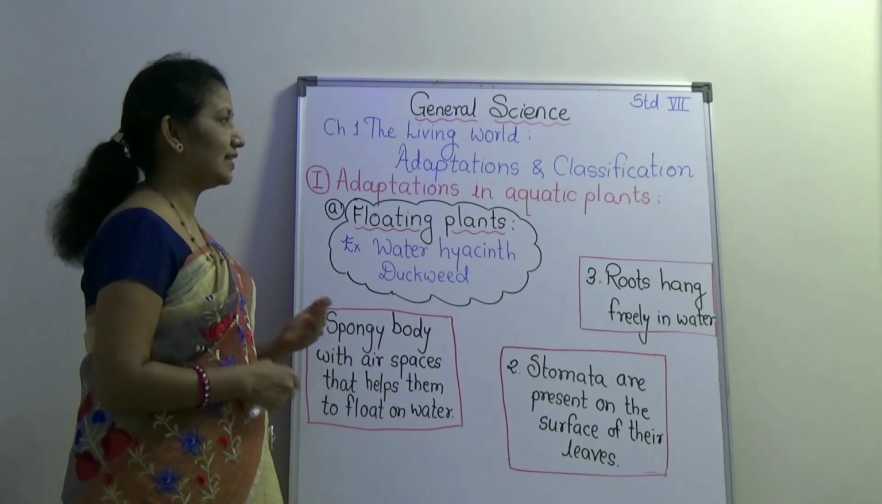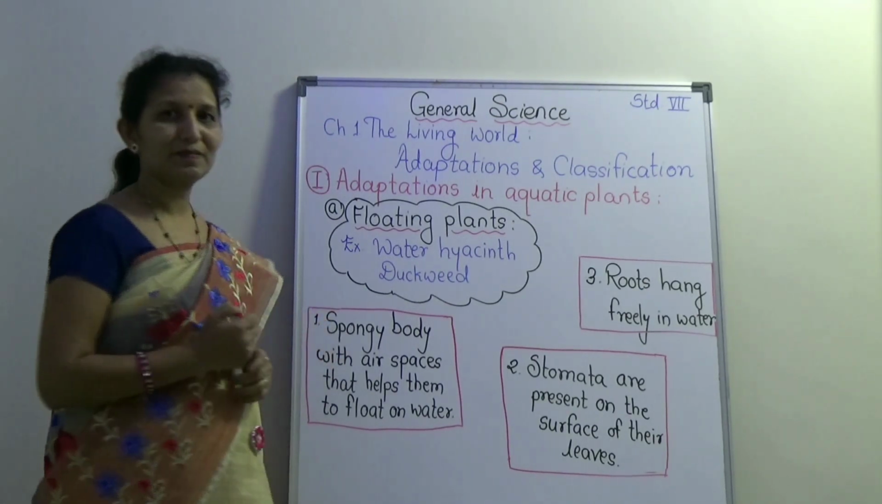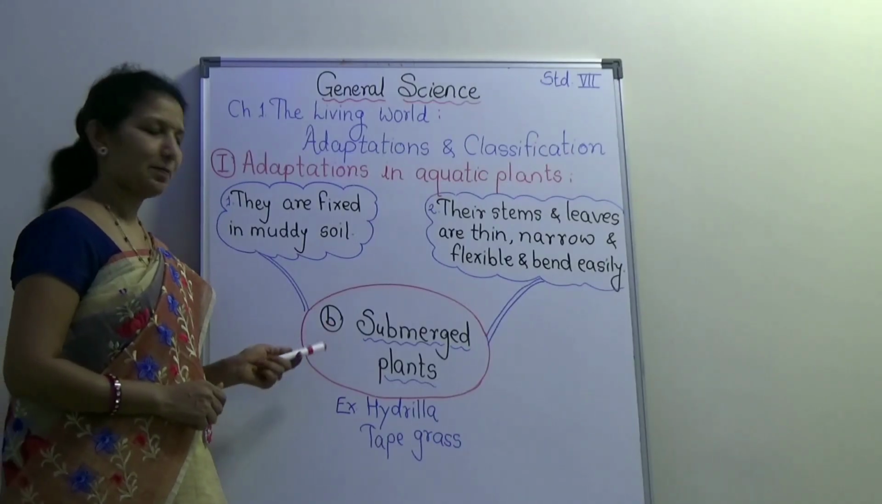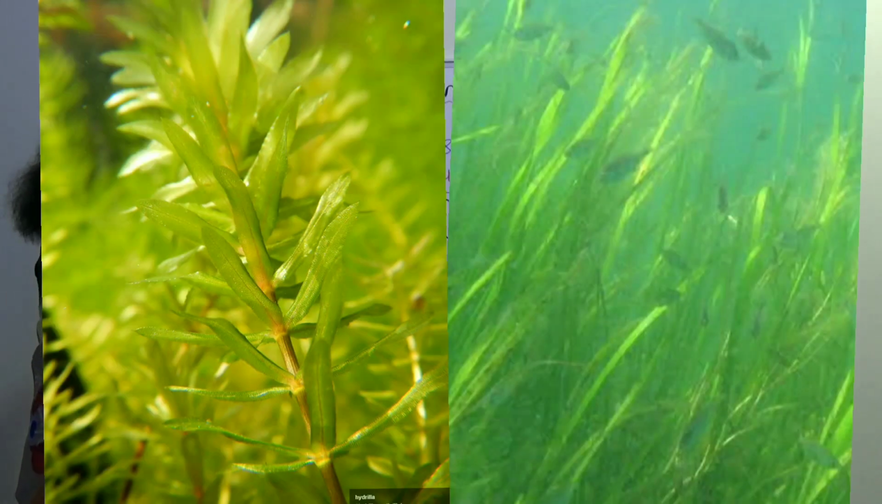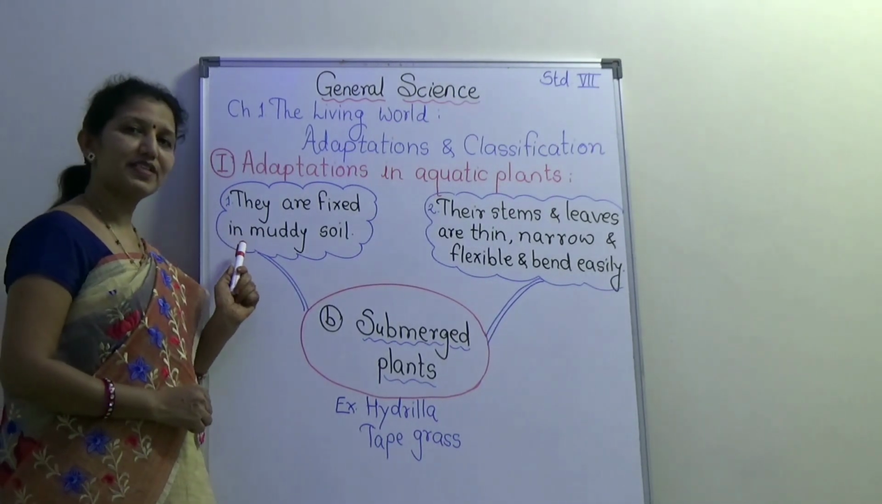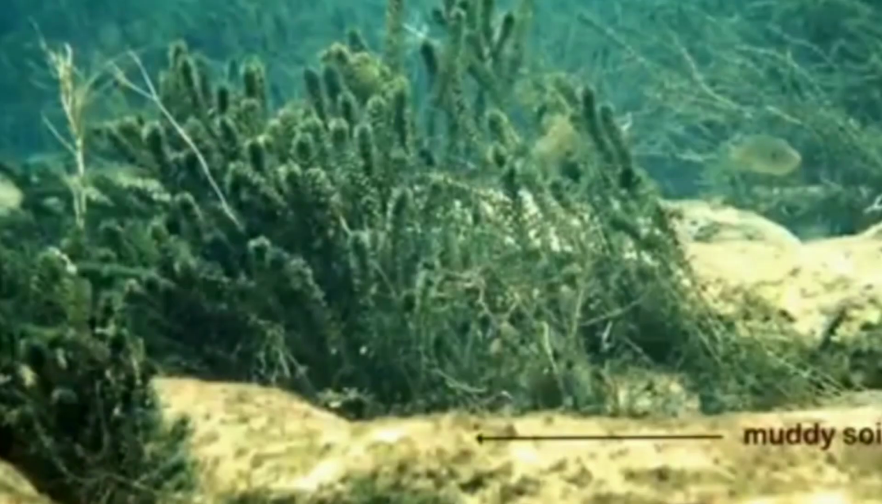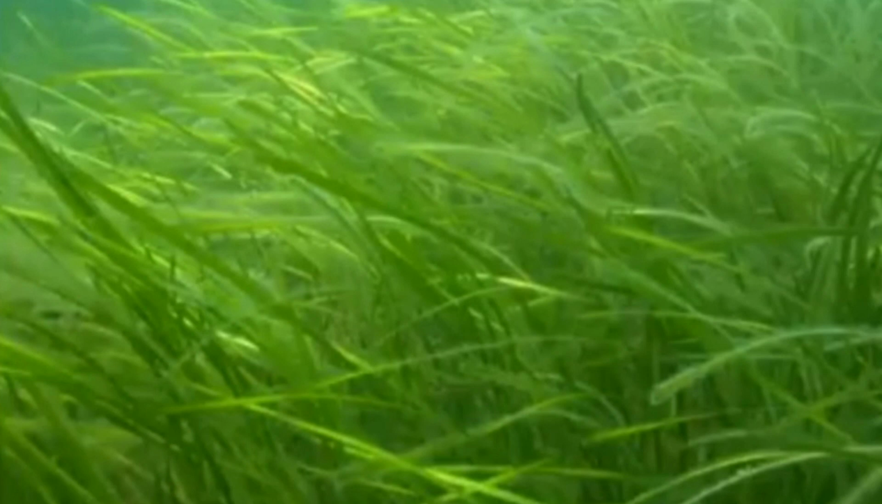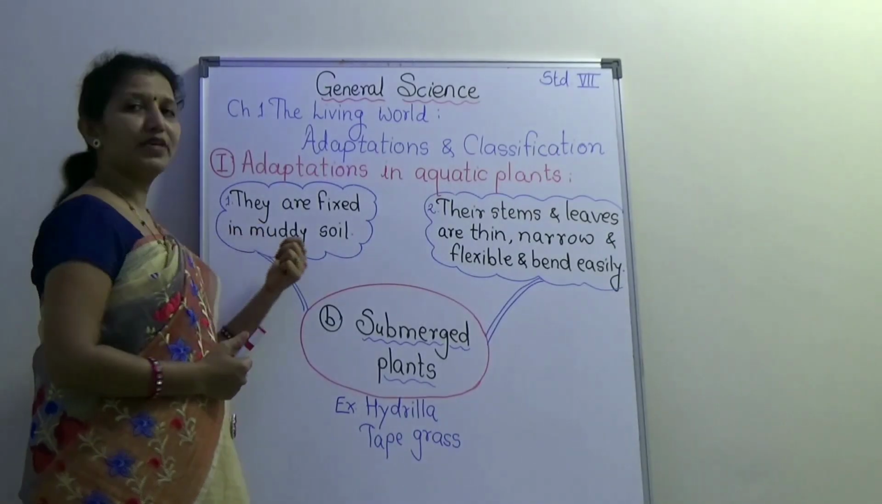Now we will see the next type of aquatic plant. The second type of aquatic plants is submerged plants, and examples of submerged plants are hydrilla and tape grass. These have some adaptations, and one adaptation is that they are fixed in muddy soil. We know that these are freshwater plants and they have to survive in the forceful currents of water, and for that they are fixed in muddy soil.